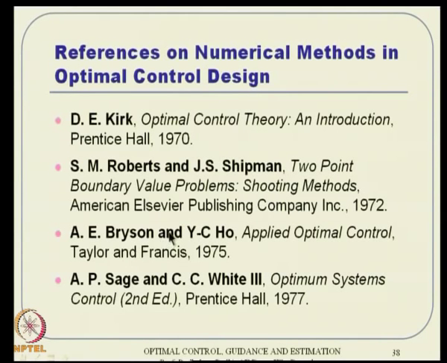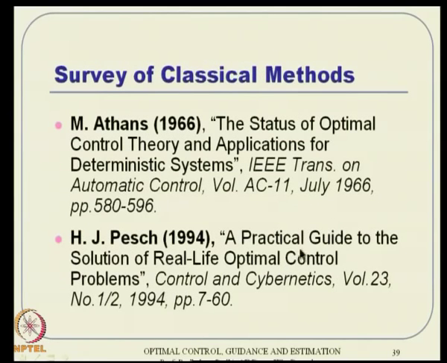And again, as I told in the very beginning class, Bryson and Ho is always a standard book. You can refer to many of the things there. Sage and White is also a good book. And these are some classical, very good well-written papers. It is a very old paper, and this is not that old, but it is also relatively old. But these are very well-written papers where you can see a lot of these ideas in a good way.